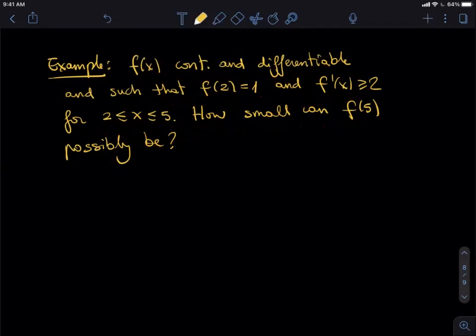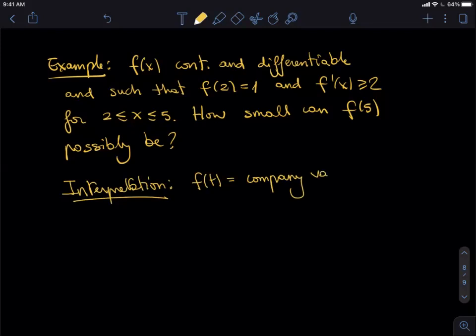And if you think this question is a little dry, before we start, let's give an interpretation of a situation where this could be important. Let's say that f of t is a company value at year t. So a company is in the stock market and f of t is given by the company value, the total value of the company at a given year.